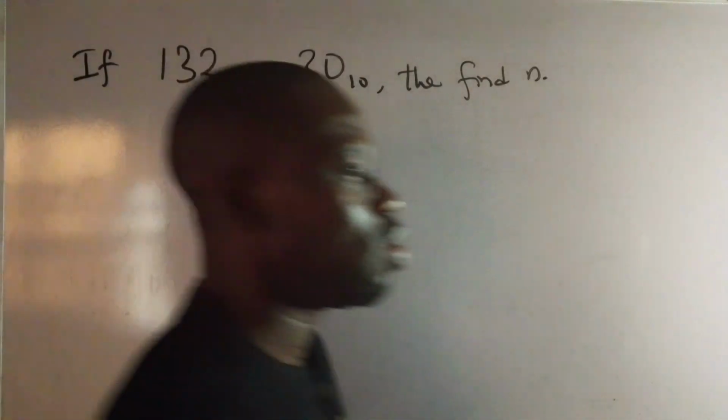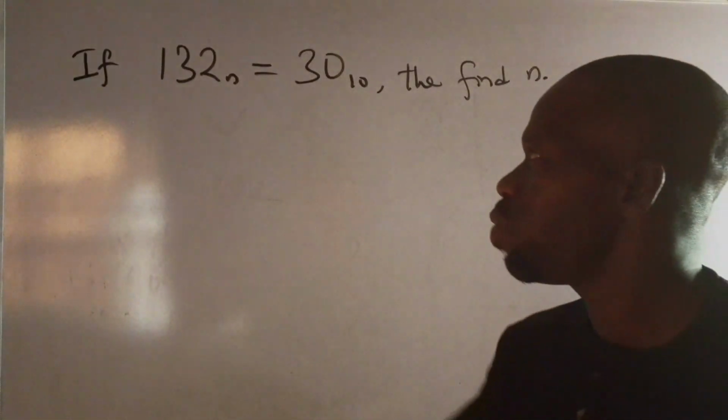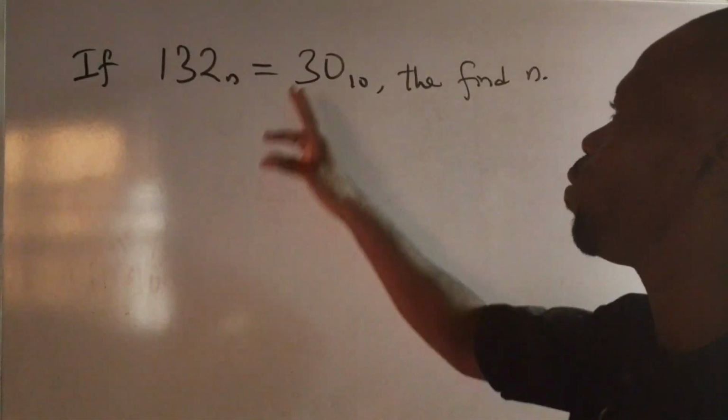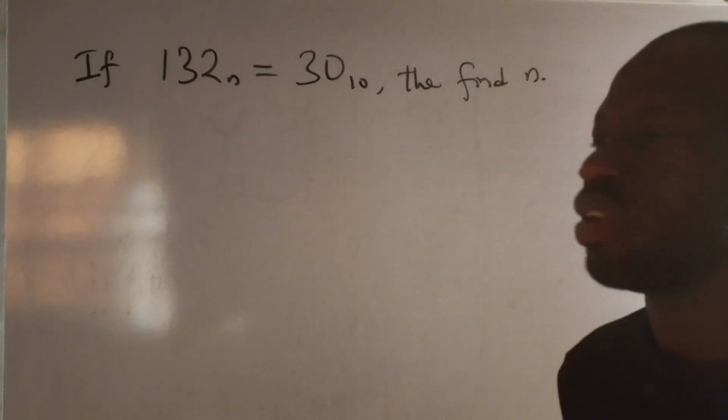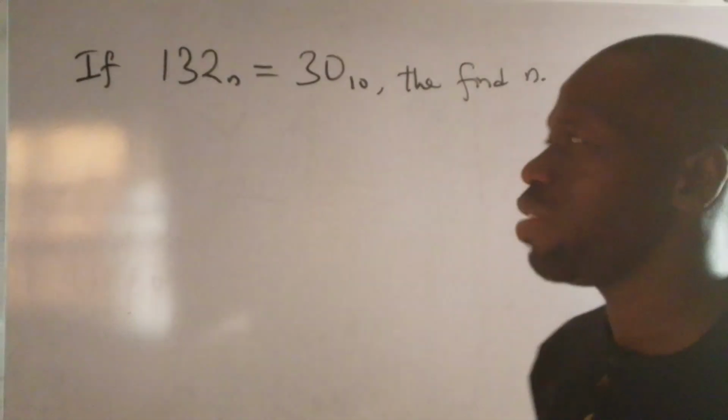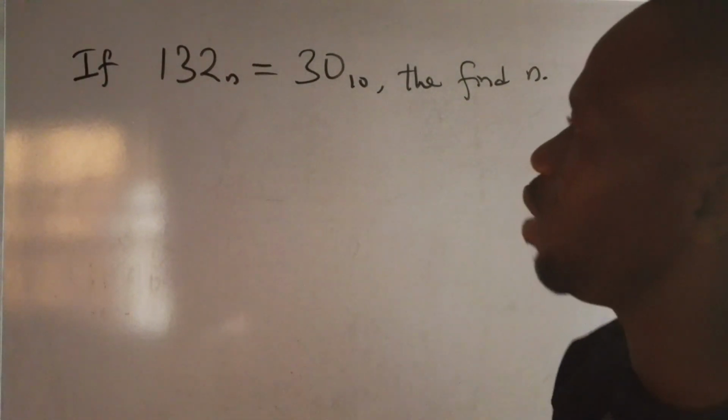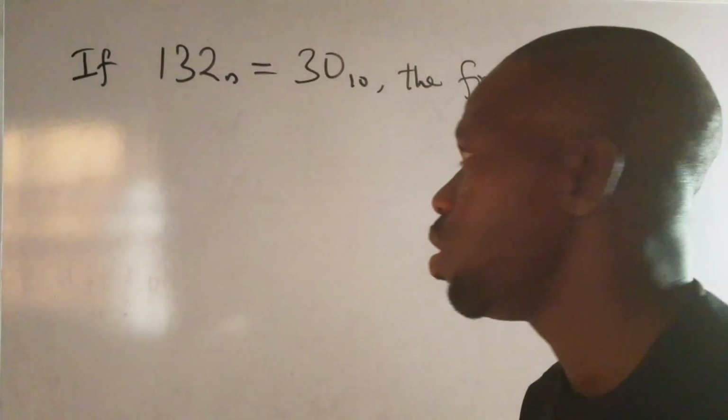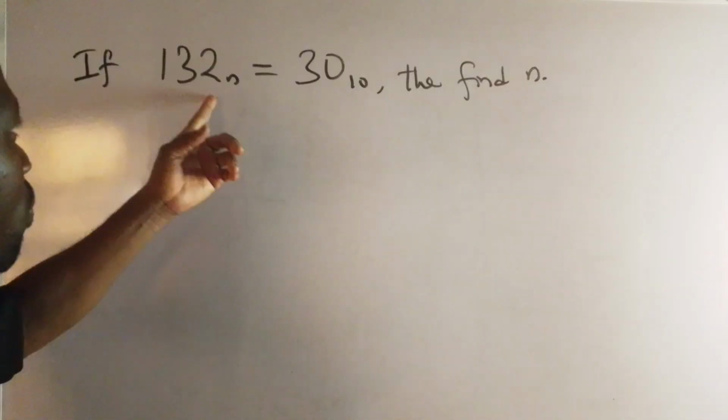So in this question, we have number base, and it's 132 base n is equals to 30 in base 10. Find n. All right, what base is this 132? Of course, we first of all change it to base 10.